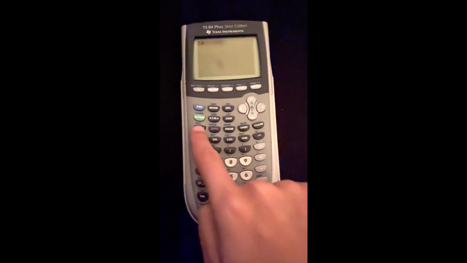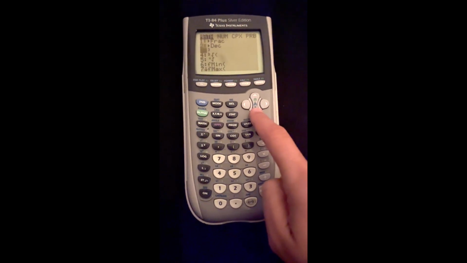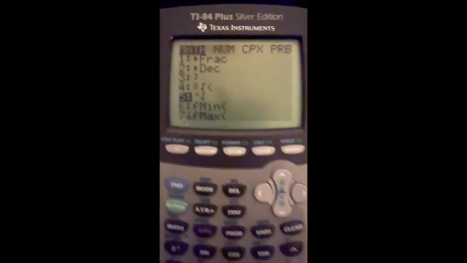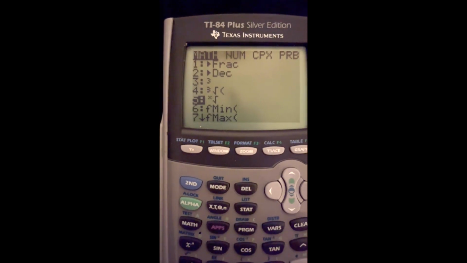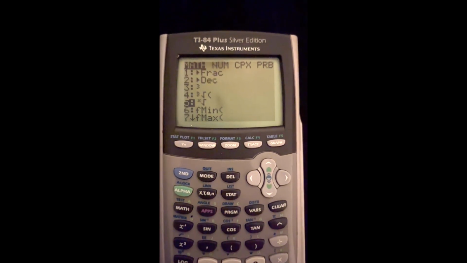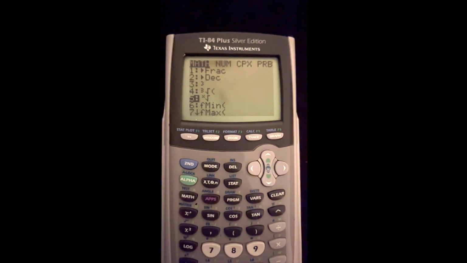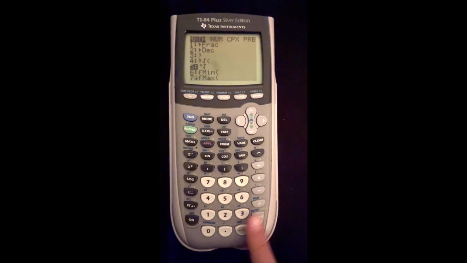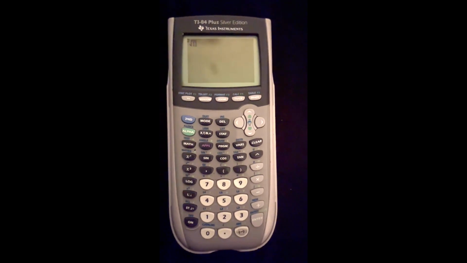For this one, I'm going to click math, scroll down, and click this one. Of course, it would make most sense to do number 4 up here because we're doing the cube root. But if I'm doing the 5th root, I would do 5 and then 5 here. 6th root would be 6 and then this. So I might as well just stick with this so I know how to do it every time. So this gives me the cube root.